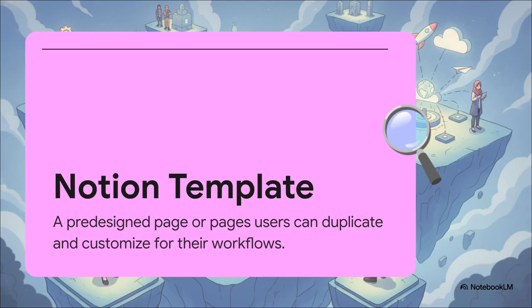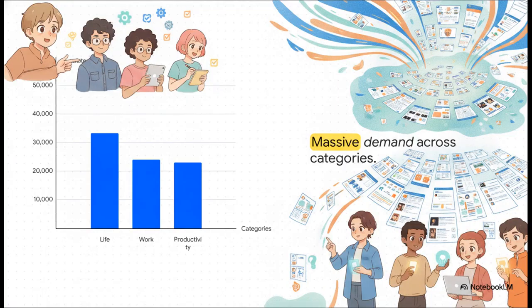You are essentially selling time and convenience, which is exactly why people are so incredibly willing to pay for it. Just look at the sheer scale of the marketplace demand right now. Notice these towering numbers. We're seeing tens of thousands of available templates across the life, work, and personal productivity categories alone. That's over 33,000 for life, 24,000 for work, and 23,000 for personal productivity. We're talking about a massive, hungry audience looking for ready-made systems to organize their chaotic lives and businesses.